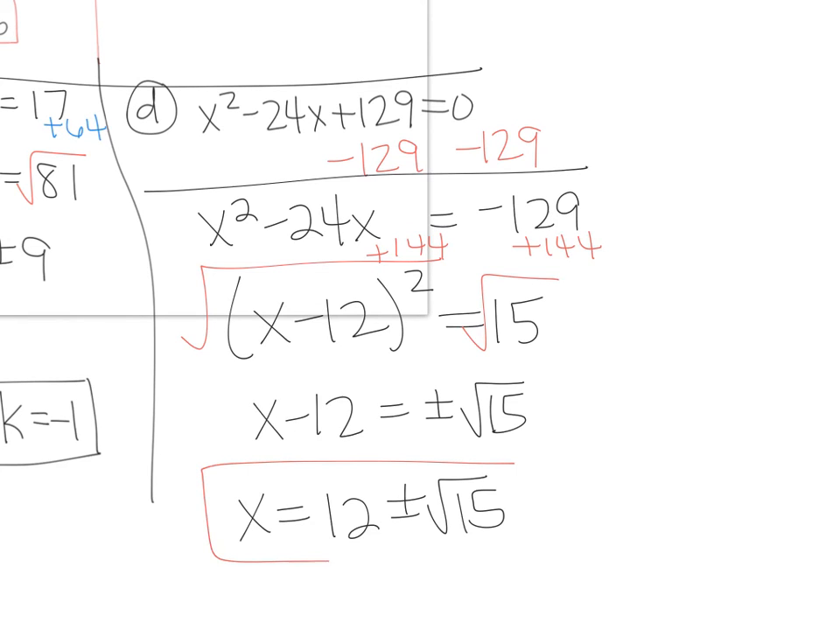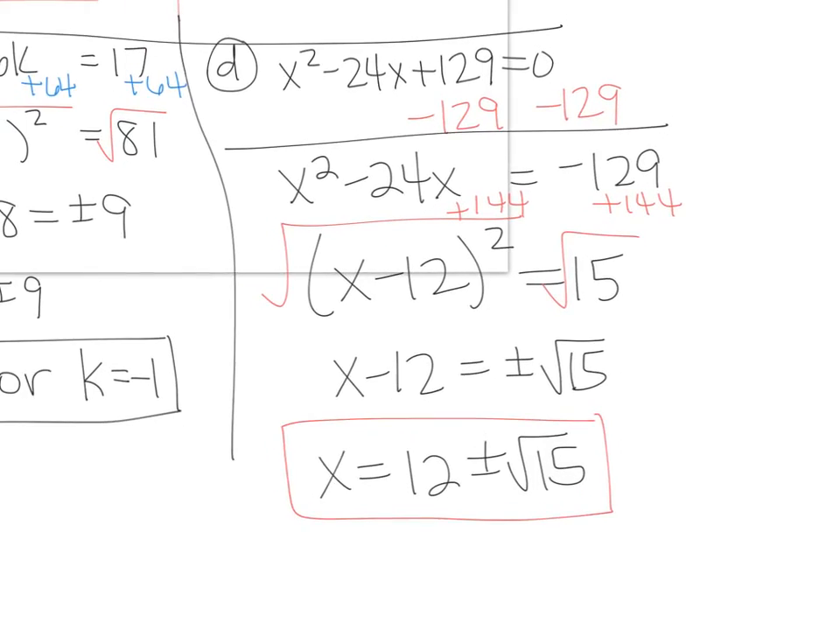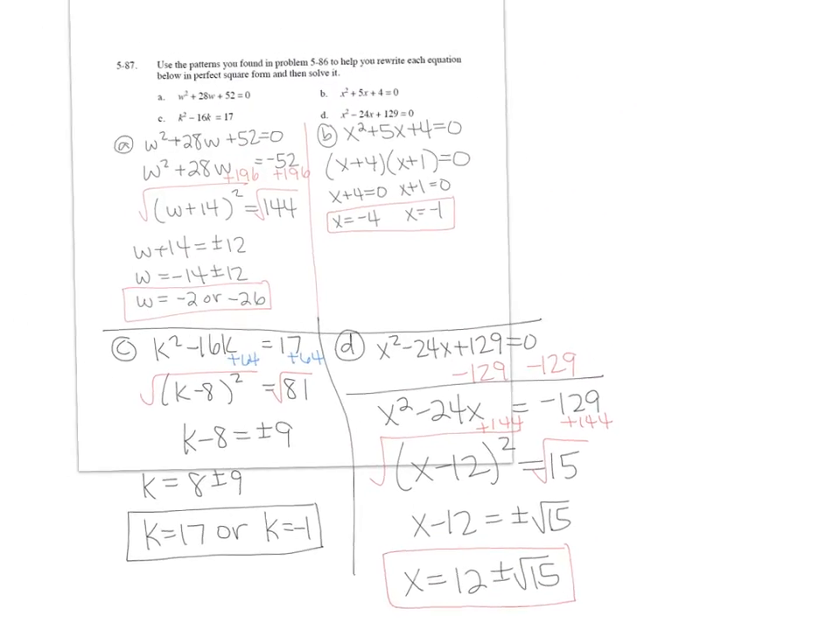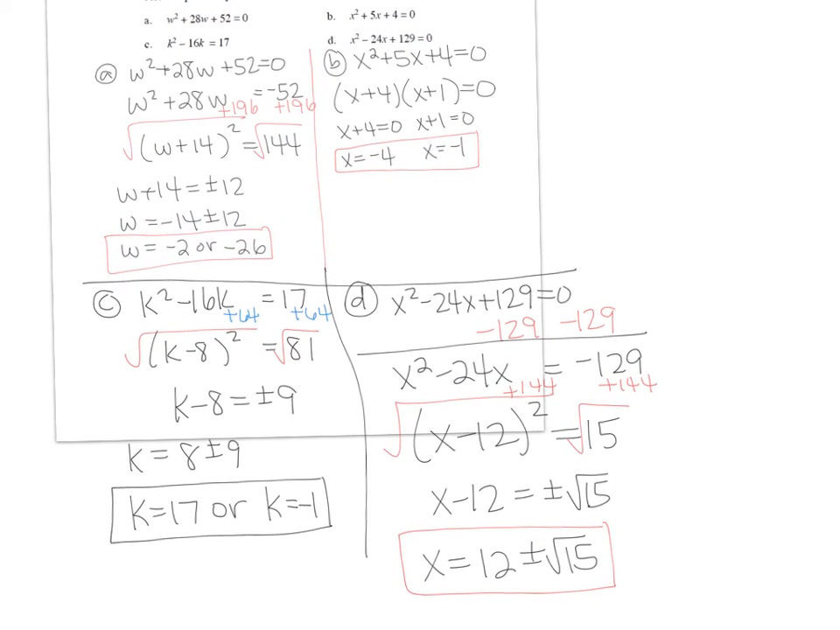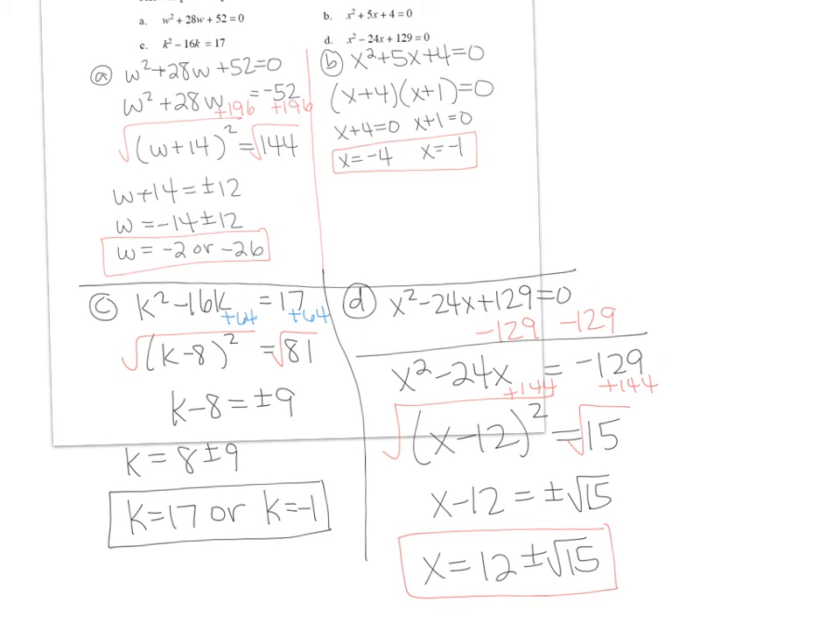Now all of these would have factored like I did in part B except for D. D would not have factored. But because A, B, and C came out to be integers, yeah, those would have factored. But if you don't see it right away like I saw in B, completing the square always works.